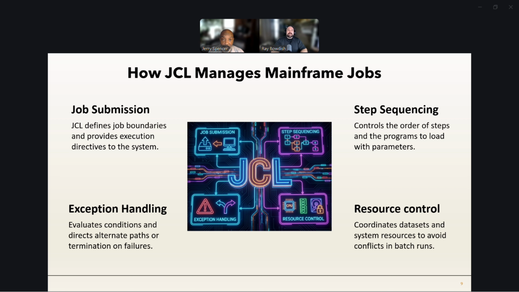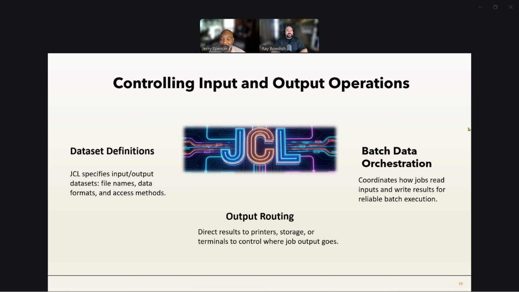Okay, so yeah, you control input and output operations. That is the core part of running the mainframes we've discussed before: you have input, it does processing, it gives you output. And so you need to know, how are these data sets defined? Where are they? Where's the output going?